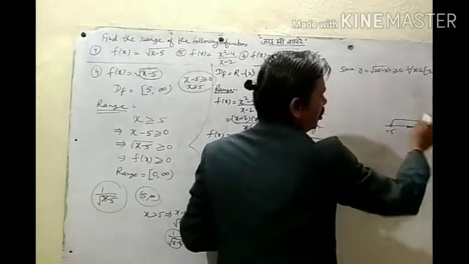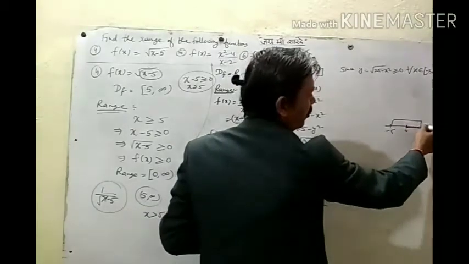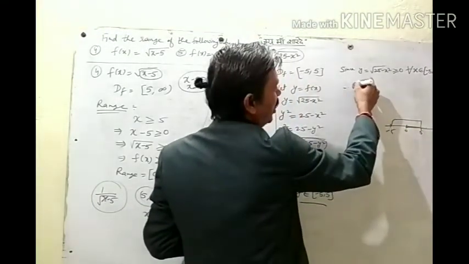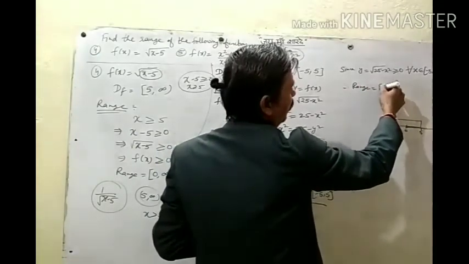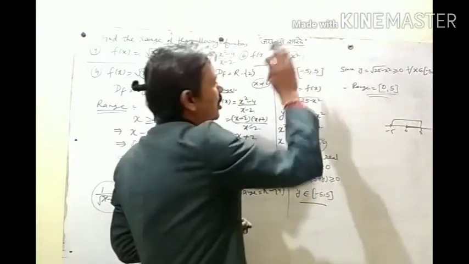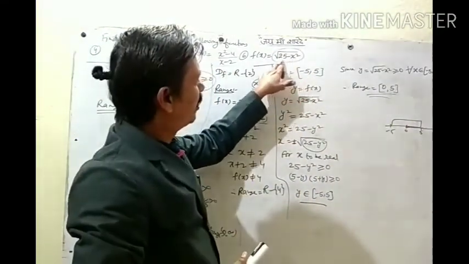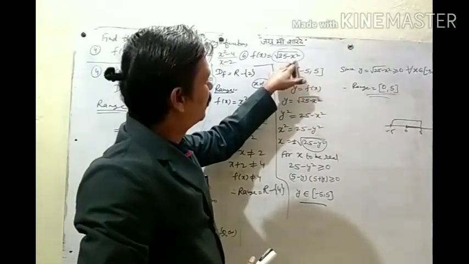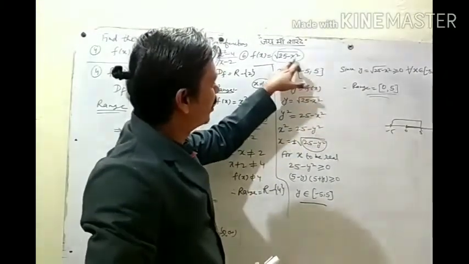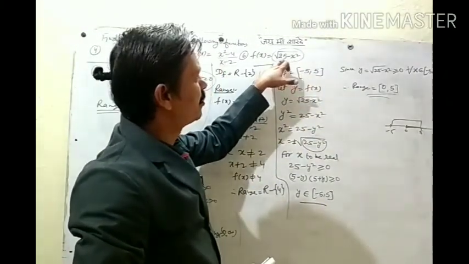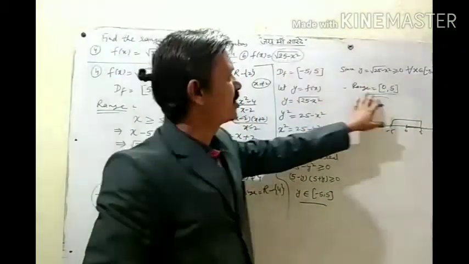In both the parts, the common values are from 0 to 5. So the range will be 0 to 5. The range of this function is 0 to 5. If x is minus 5, y will be 0. If x is 5, y will be 0 in both cases. But when x is in between, if x is 0, it will be root 25, which means 5. So the value of y can be from 0 to 5. The range of this function is 0 to 5.